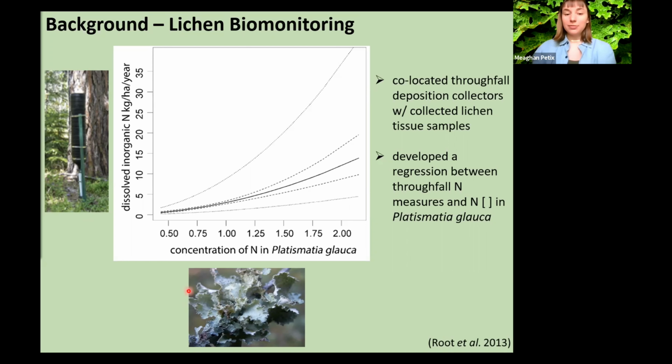The concentration of nitrogen in Platismatia glauca is along the x-axis, and dissolved inorganic nitrogen in kilograms per hectare per year is along the y-axis. This regression model effectively estimates throughfall inorganic nitrogen deposition from lichen nitrogen concentration. And then these nitrogen deposition estimates can be used to identify areas that are in exceedance of nitrogen critical loads.